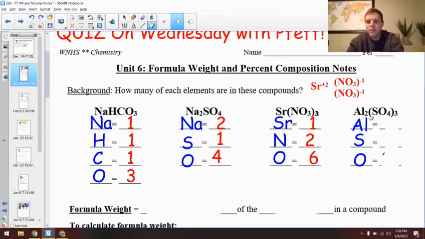Over here with this aluminum sulfate, we have the 2 aluminums. The sulfurs, so there are 3 total sulfurs, because there's 1 in every sulfate. We have 3 of those sulfates. Sulfate's SO4. And 3 times 4 is going to give us those 12 oxygens.